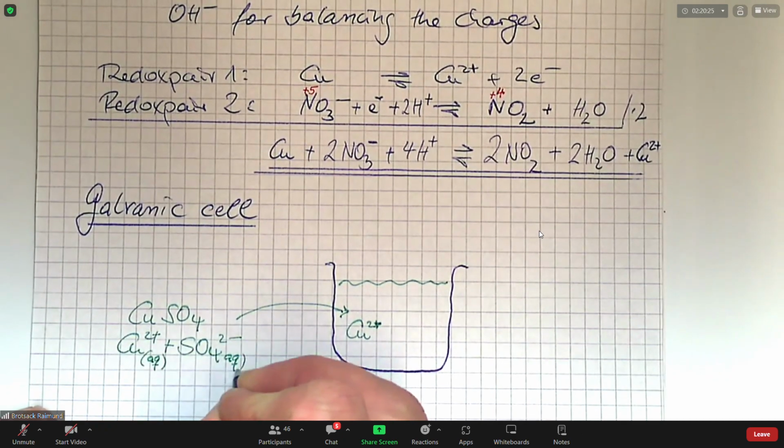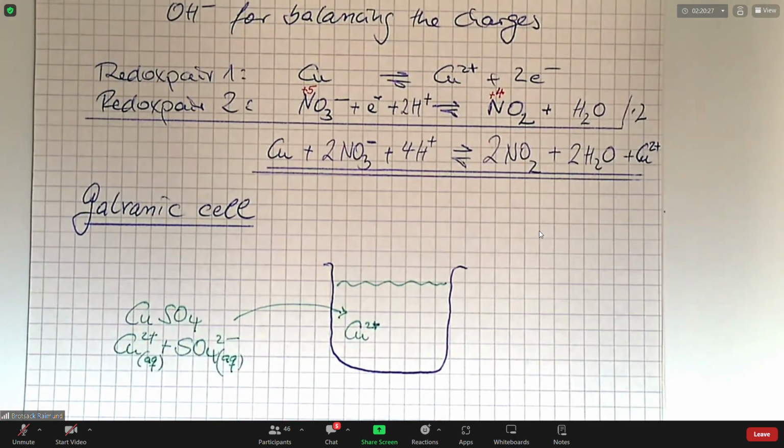Aqueous. And we are now only focusing on the copper ions because this is what we are interested in. We don't care about the sulfate. Now I'm integrating an elementary zinc electrode.